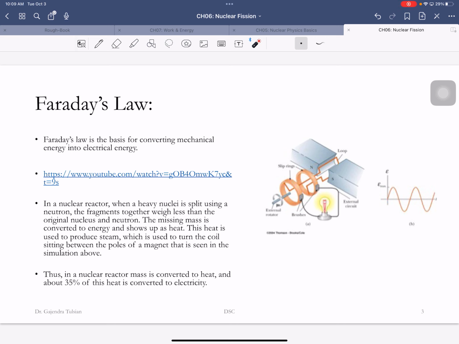Why are you doing that? You're converting everything into electricity because it's easily transported. You can produce electricity in California and use it here and stuff like that. And stuff operates more efficiently with electrical energy. So you guys understand that? Ultimately your goal is to turn that piece of wire which is sitting between magnets. Solar cells operate differently, and we'll learn about that in a couple of chapters.